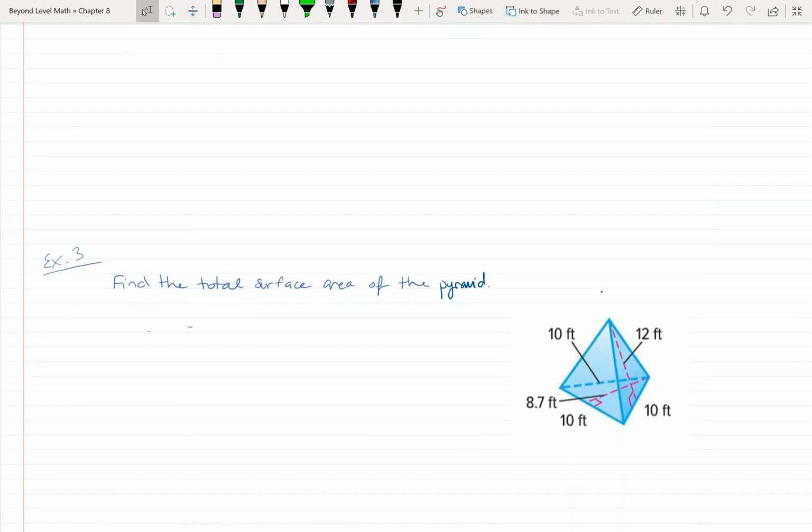Alrighty. Next one, find the surface area of the pyramid. So the first thing I need to do is start out with my original formula. Surface area equals area of the base plus the lateral surface area.